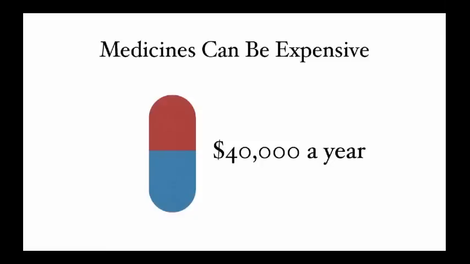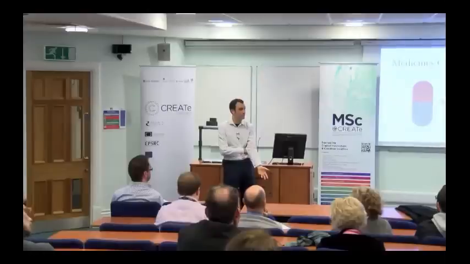And medicines can be very expensive. The drug that my relative Mary takes costs over $40,000 a year. Over £100 each day, that drug. That's incredibly expensive. That's more money than many people earn in a year. And what's funny is Mary initially couldn't take the drug. It was so expensive that she wasn't going to be able to take it.